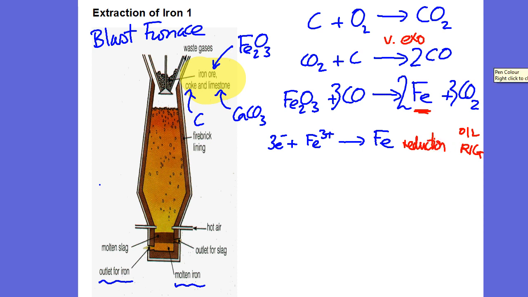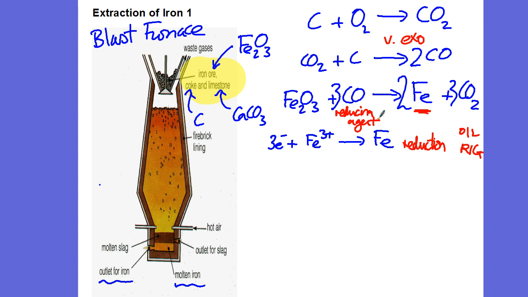Now, obviously if reduction's going on and we're having electrons supplied, something else has to be oxidized. And here the carbon is oxidized. Okay, it goes from carbon monoxide to carbon dioxide. Now the iron is being reduced, and we would then refer to the carbon monoxide as the reducing agent, because that is causing the iron to be reduced.